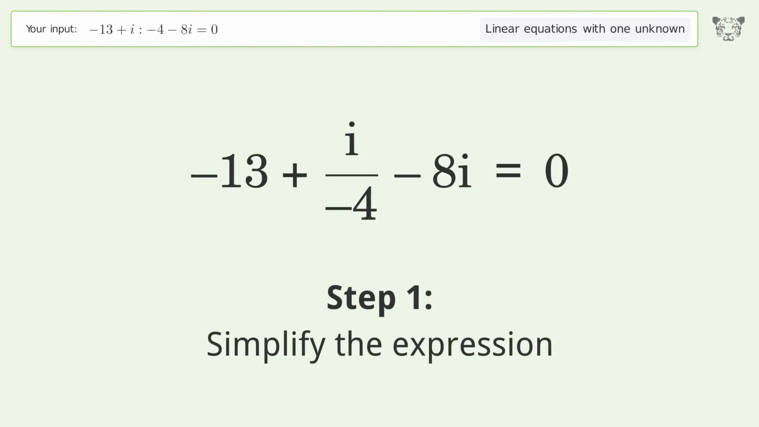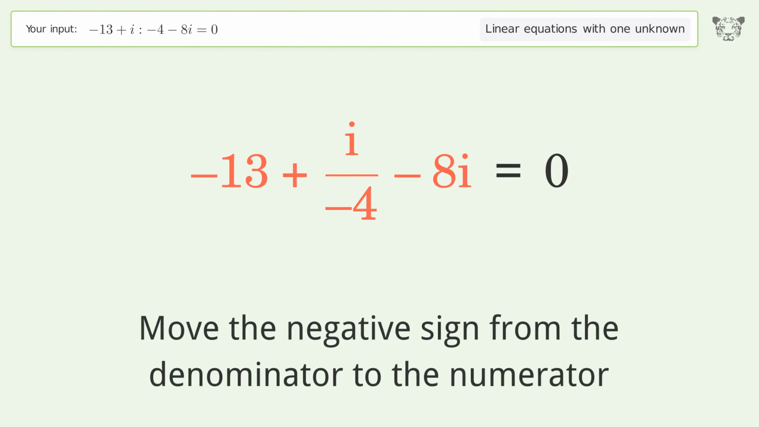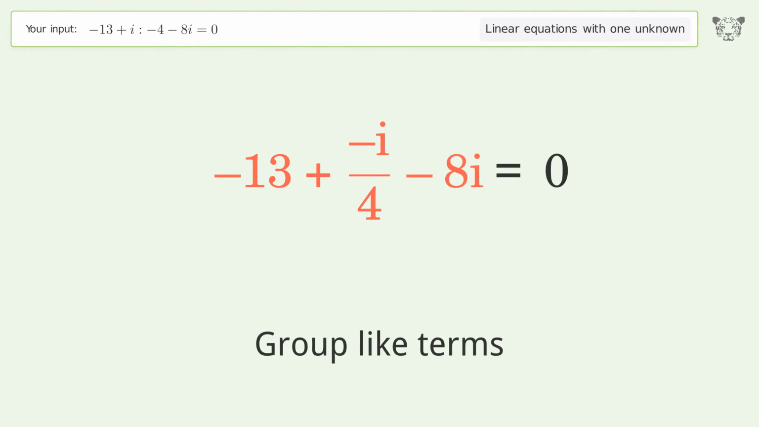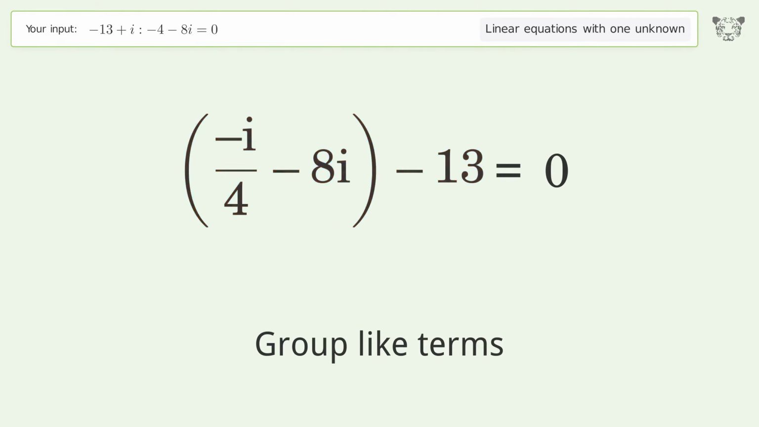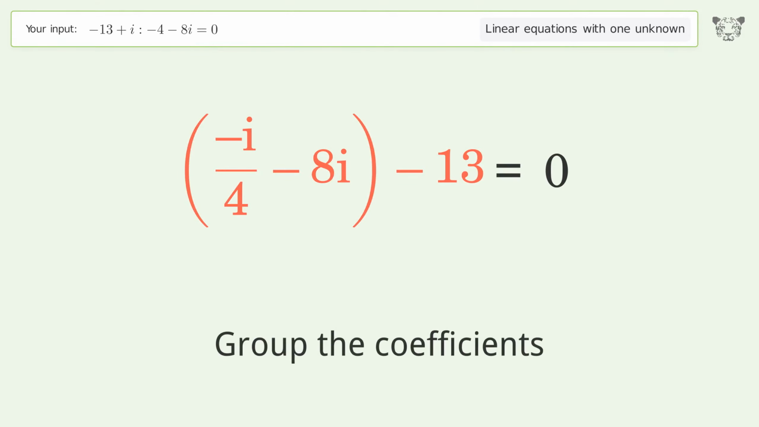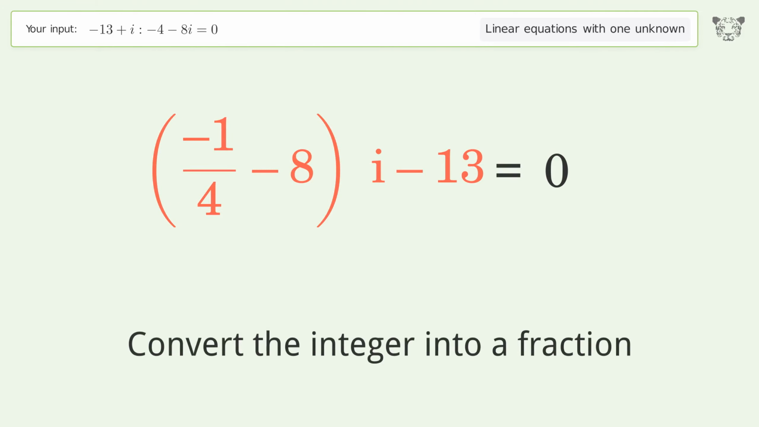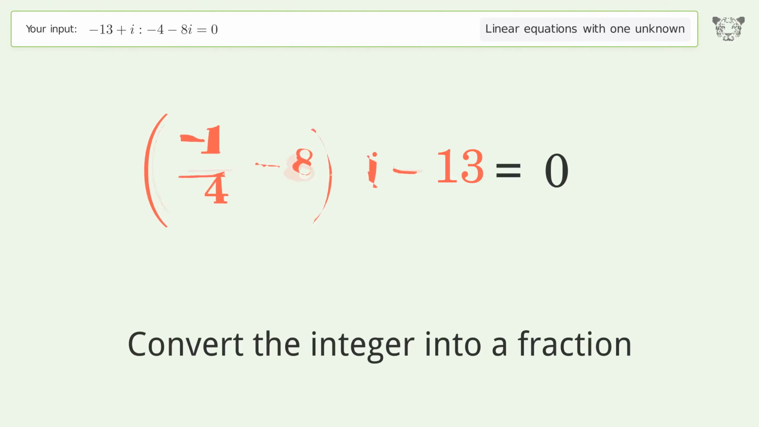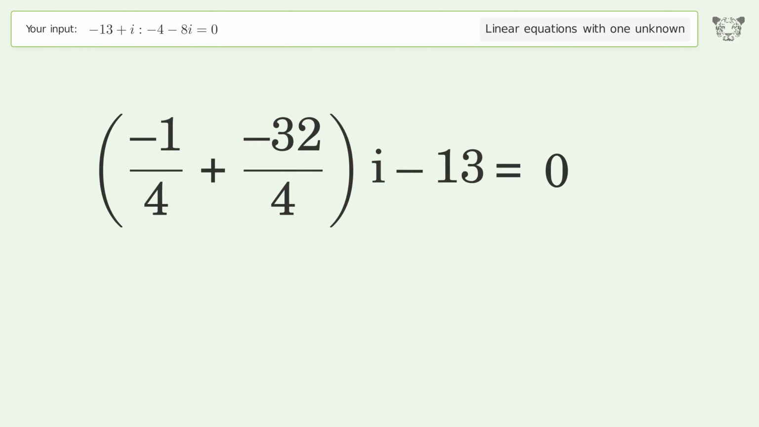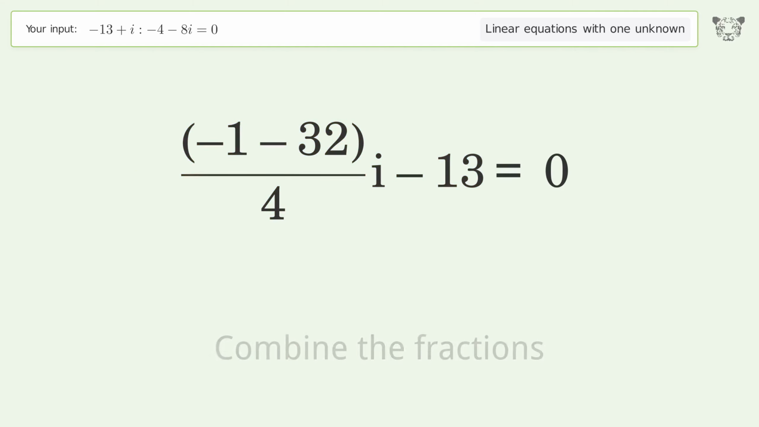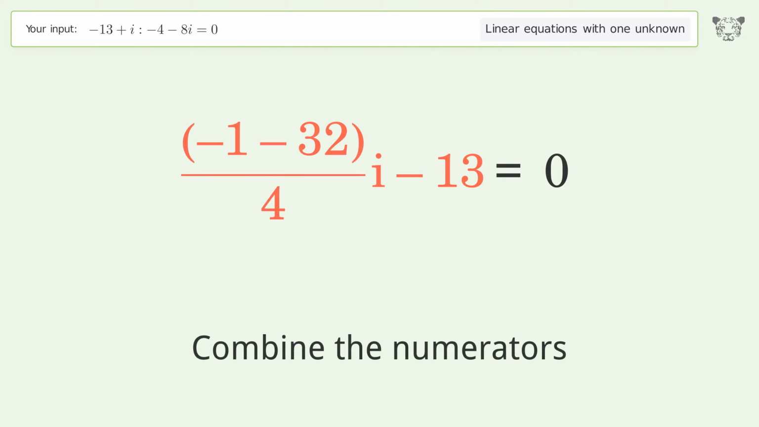Simplify the expression. Move the negative sign from the denominator to the numerator. Group like terms. Group the coefficients. Convert the integer into a fraction. Combine the fractions. Combine the numerators.